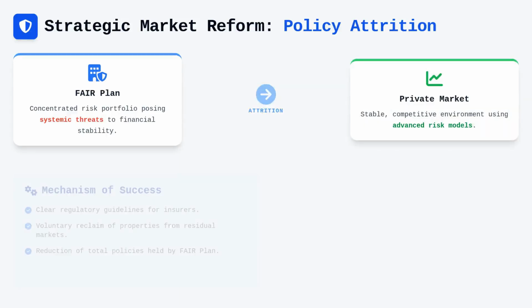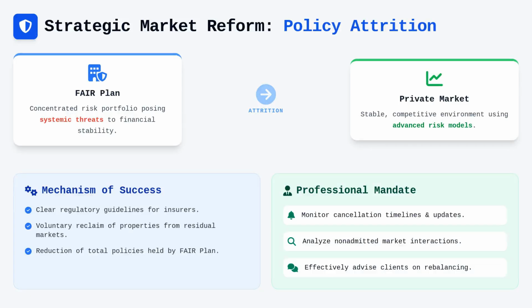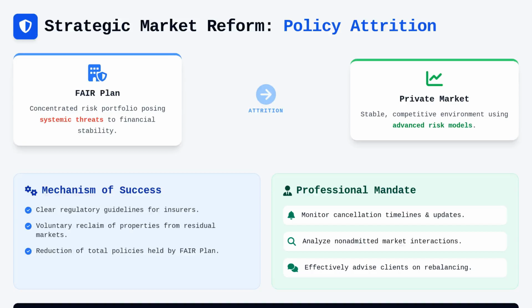True attrition occurs when private insurers, armed with better risk assessment models and clear regulatory guidelines, voluntarily take back properties from the residual market. As an insurance professional, you bear a significant responsibility to monitor these shifting policy debates and regulatory updates continuously. The rules governing cancellation timelines, non-admitted markets, and FAIR Plan interactions are tied directly to these ongoing structural changes. Staying informed about these shifting dynamics ensures you can navigate the market accurately and advise clients effectively as California continues to rebalance its insurance economy.